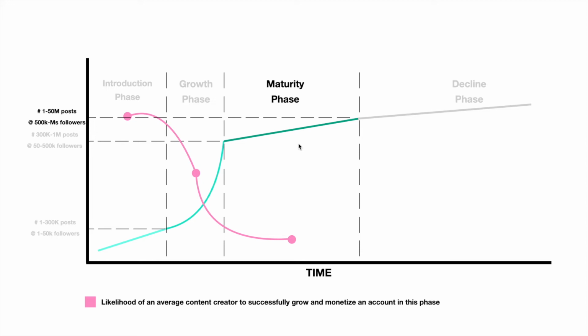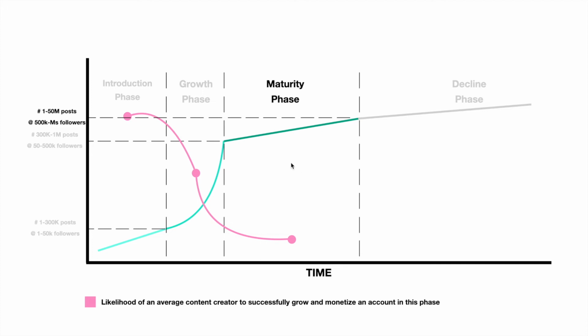So for most people, the best course of action is going to be to pivot into a sub niche that's either in an introductory phase or growth phase, because you'll simply have a much higher likelihood there to be able to grow in comparison to a niche that's already mature and very saturated.